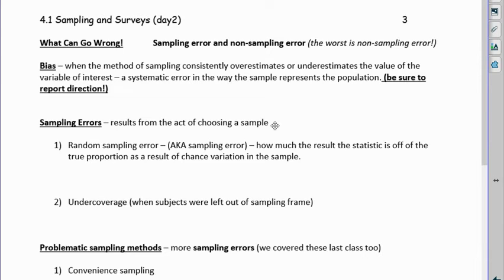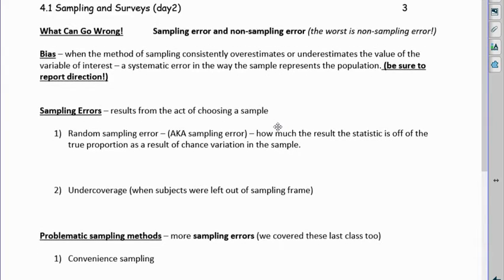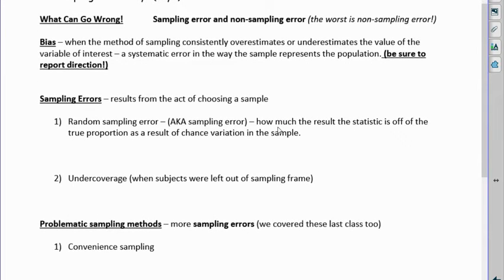So just some examples of what things can go wrong. There's sampling error, and then there's non-sampling error. By far the worst is non-sampling error, because it's an error with your whole collection and design of the whole thing. When you have bias, you have to make sure that you report the direction of bias. Is the method you're using consistently overestimating or underestimating?